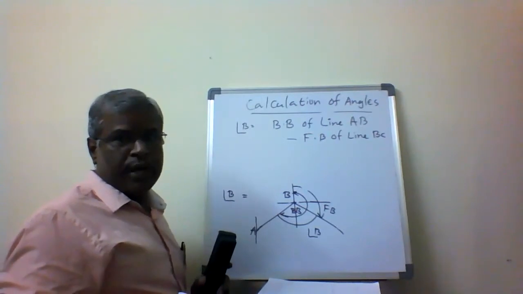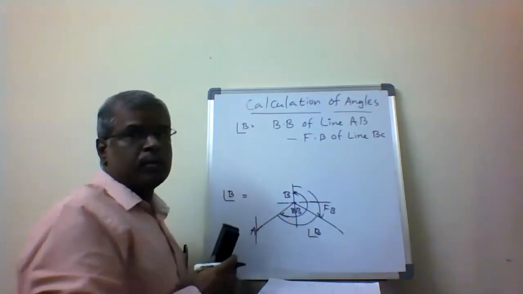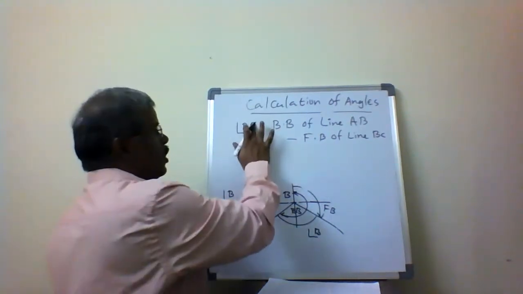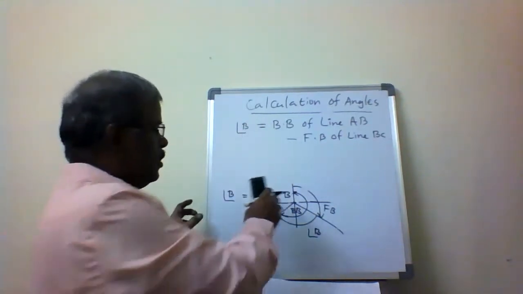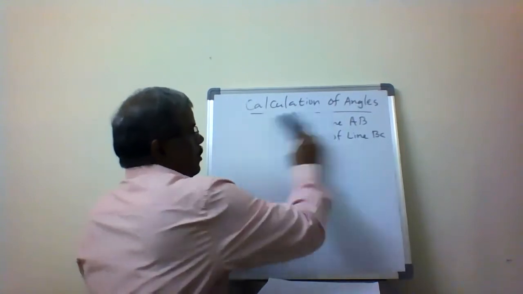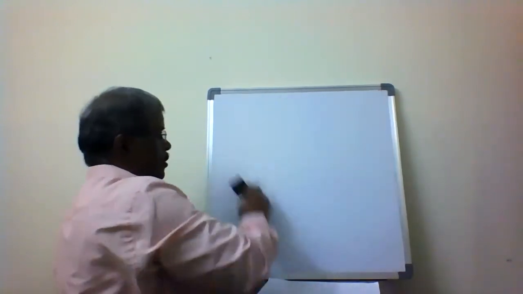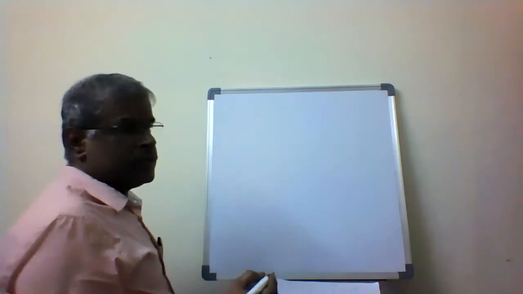So what is the included angle B? This is one way we can calculate angle B. In another case, the same.